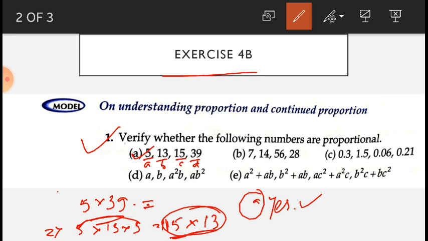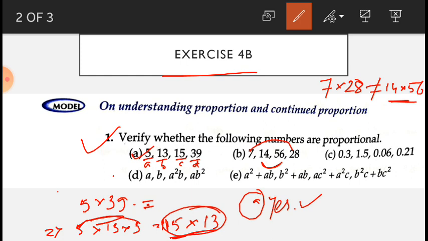Now coming to question number B, that is 7, 14, 56, 28. So you can see that 7 into 28 should be equal to 14 into 56. Does it happen? If you multiply 7 into 28, it will never be 14 into 56, because 14 into 56 is far greater than 7 into 28. So this answer will be no, this is not in proportion.